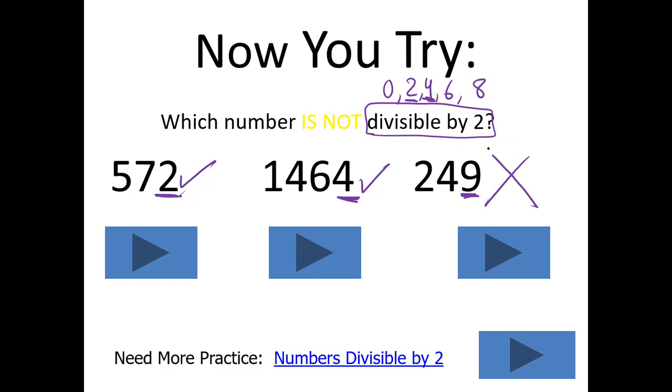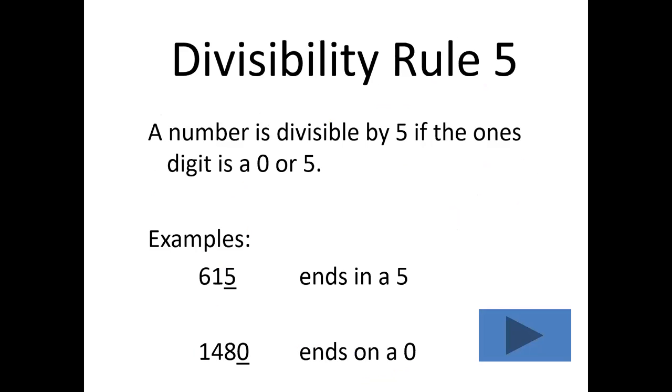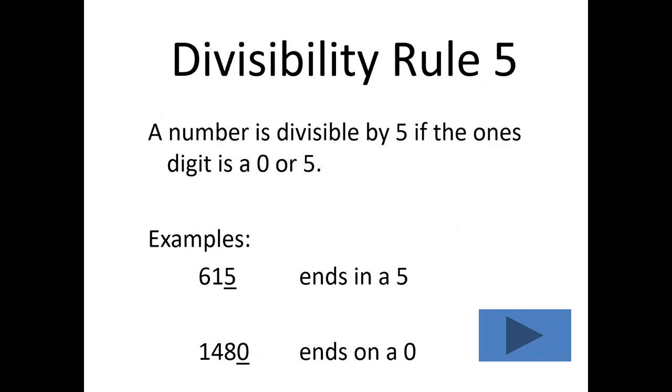So which number is not divisible by 2? This one. 249 is not divisible by 2 because the ones digit is 9. Okay? Wonderful. So a number is divisible by 2 if it ends with 0, 2, 4, 6, or 8. Okay? We have finished the numbers that are divisible by 2.